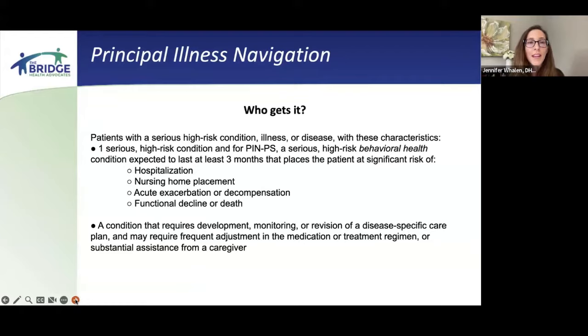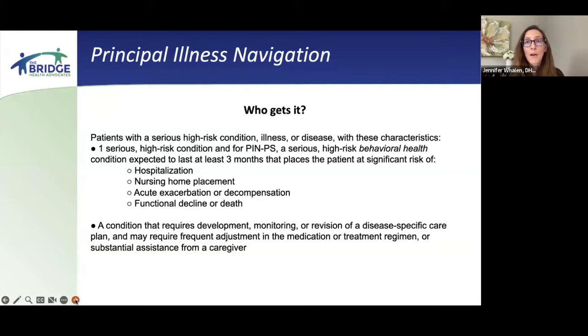Okay, so who is able to get these services, the PIN services? Patients with a serious high-risk condition, illness, or disease with the following characteristics. So it's one serious high-risk condition, and that could be many different things. And for the PIN-PS, it has to be a serious high-risk behavioral health condition. These conditions are expected to last at least 3 months, and it places them at significant risk of one of the following: hospitalization, transitioning to a nursing home, acute exacerbation or decompensation, or functional decline or death.